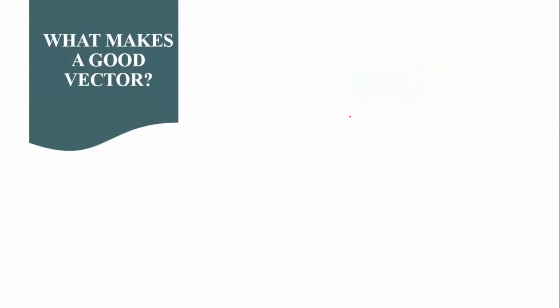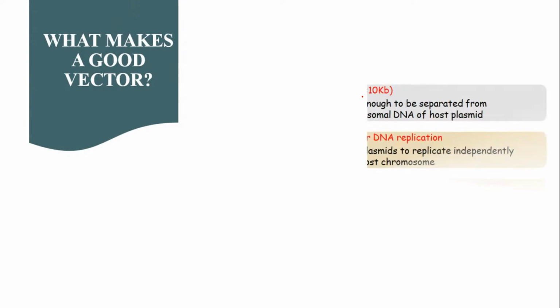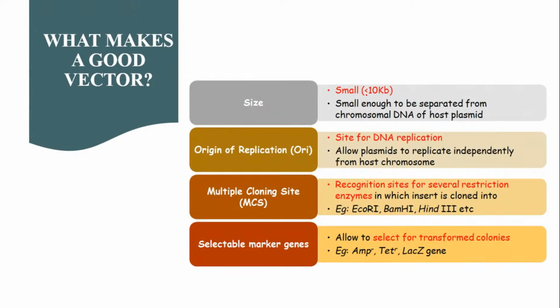Now the question arises, can you use any DNA molecule as a vector? I gave you the example of plasmid, but there are so many plasmids, right? Some plasmids are very small in size, some plasmids are very large in size, right? So can you use any DNA molecule as a vector? The answer is no. You cannot use any plasmid or any DNA molecule as a vector. There are certain criteria which have to be fulfilled.